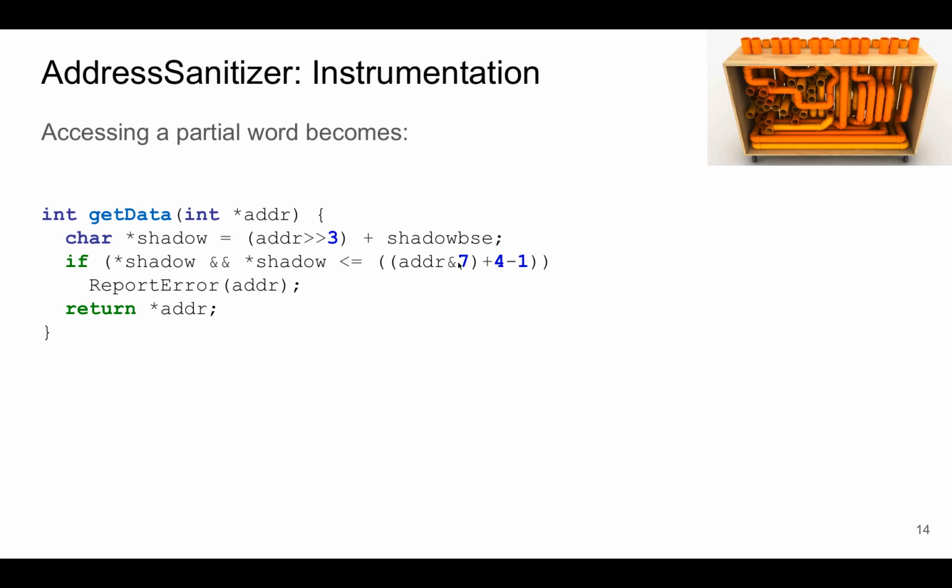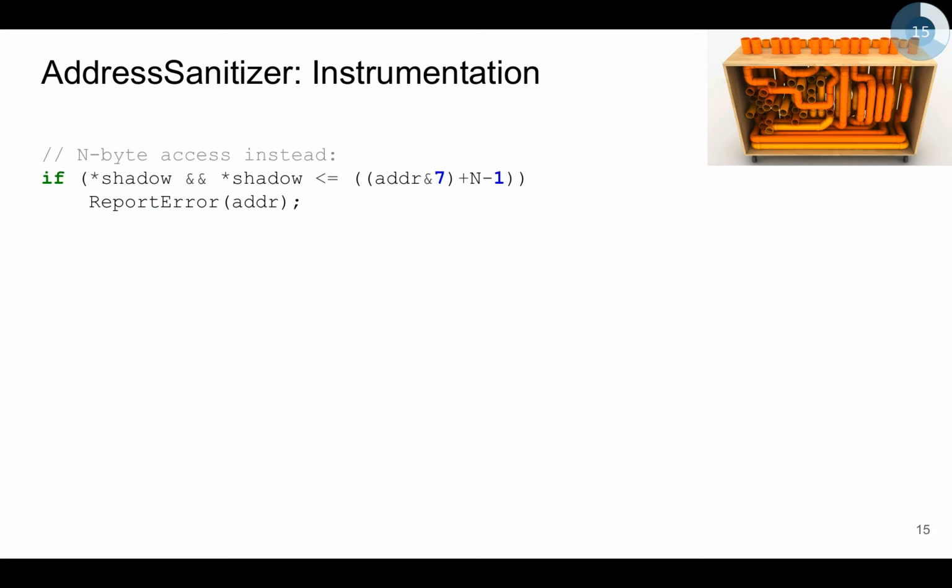Right, address and 7, so we just get the 3 bits, plus 4 minus 1, so we check if the right amount of bytes is accessible, if all the bytes in that area are accessible. This costs us 2 more instructions for partial accesses, but most of the time we just access the full word. We can generalize this to an arbitrary n access from n being 1 to 7 in address and 7 plus n minus 1 to do this actual check. So this is very, very clever and highly optimized.